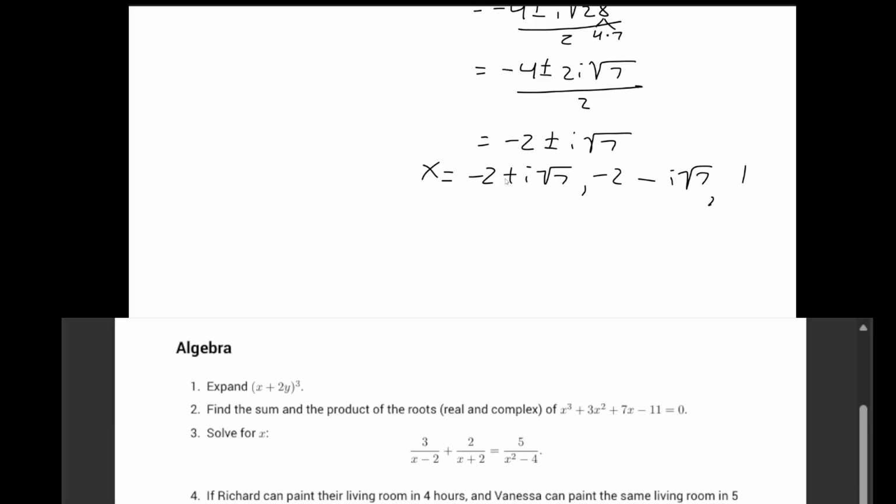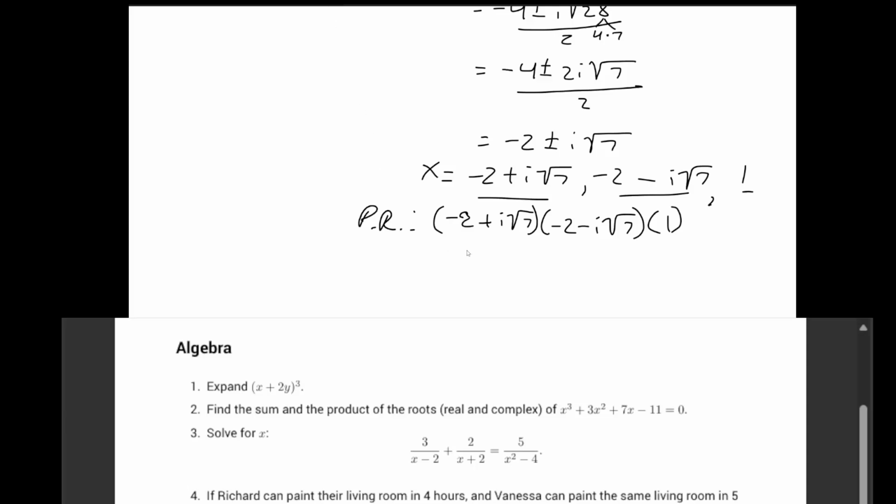So we just do multiplication of these. It's really just this times this, because this times 1 is the same as this times this. So really, the product of roots, and I'm going to write it anyway, just so it's clear to you guys: negative 2 plus i root 7 times negative 2 minus i root 7 times 1. Really just multiplication of these two guys here. So we can use the a squared minus b squared formula.